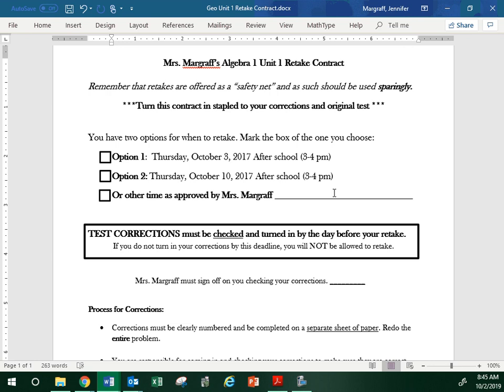So if you are taking the retake next Thursday, October 10th, you need to check your corrections sometime between now and then, and make sure you turn in your correct corrections by the 9th, the day before. If you don't turn in corrections, you can't retake. And again, retakes have to be done by this deadline. Okay. When you turn in your corrections, you'll turn in this contract. It says to staple this contract to your corrections and original test. So turn in the contract, your corrections, and the original test.